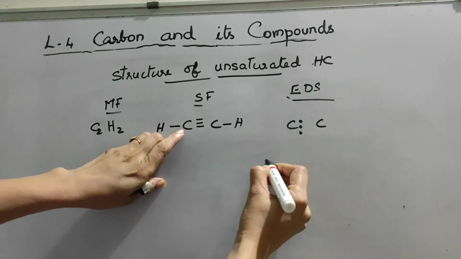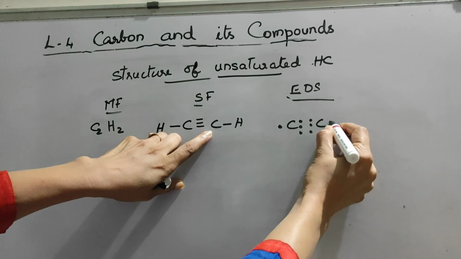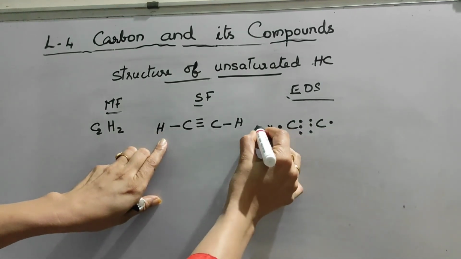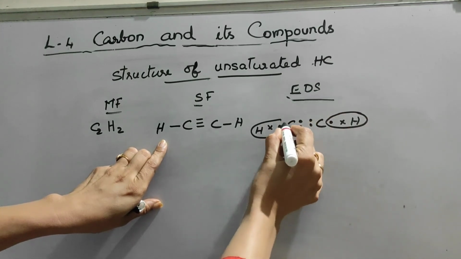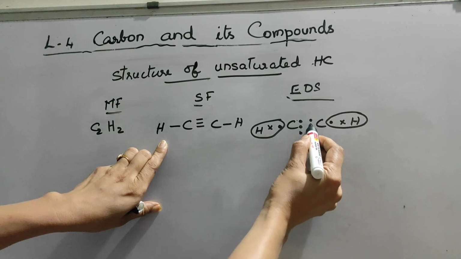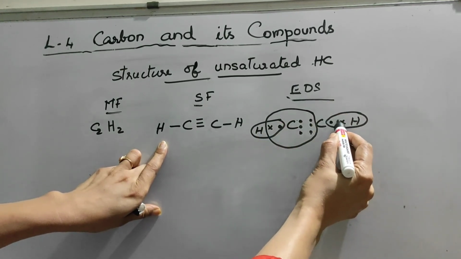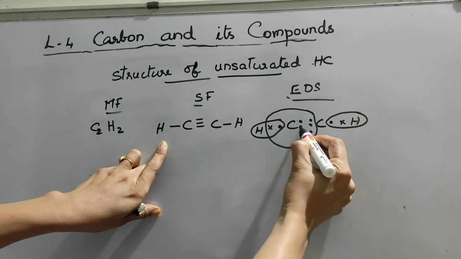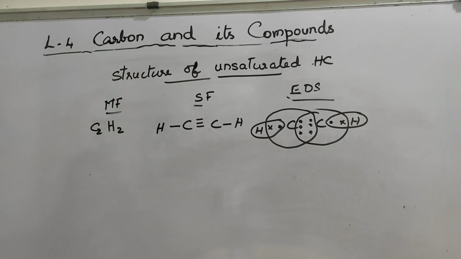1, 2, 3, and here 4. Look at the second carbon: 1, 2, 3. Here it is 4. Fill the hydrogen on both sides. Same way, sharing of hydrogen. And afterwards carbon, 1, 2, 3, 4, 5, 6, 7, 8 full. Same way, second carbon, 1, 2, 3, 4, 5, 6, 7, 8. This is the way.